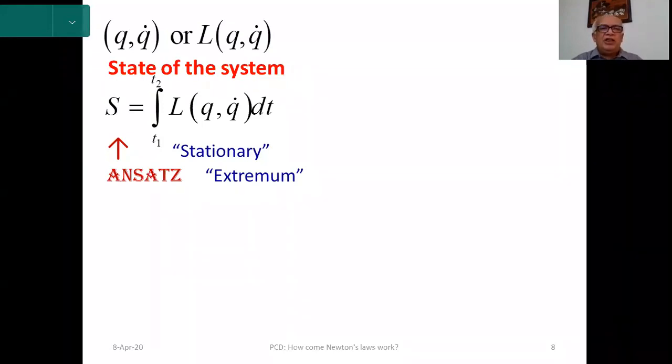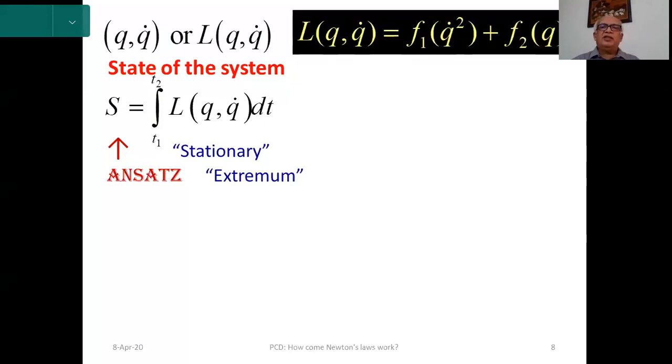That action is stationary. Action is this integral of the Lagrangian over time, from an initial time, start time, to the end time, from t1 to t2. And if this is stationary, if this is an extremum, then of course action is an extremum. And this condition automatically leads you to the Lagrange's equations or the Hamilton's equations. So the Lagrange's equation is actually the necessary and sufficient condition that the action is an extremum.